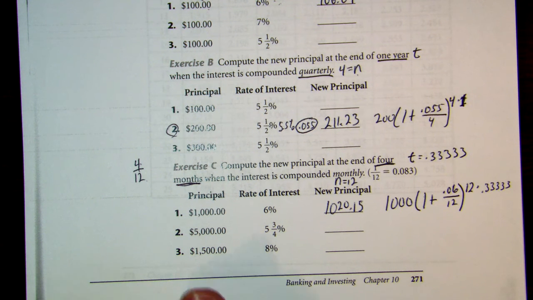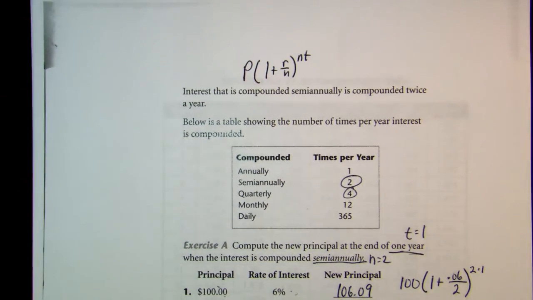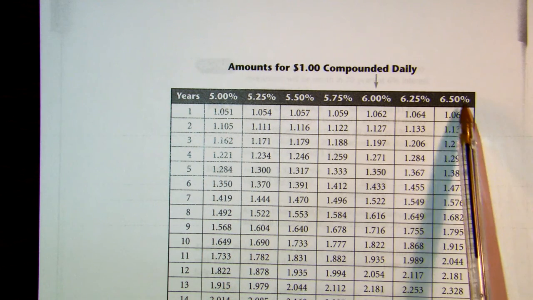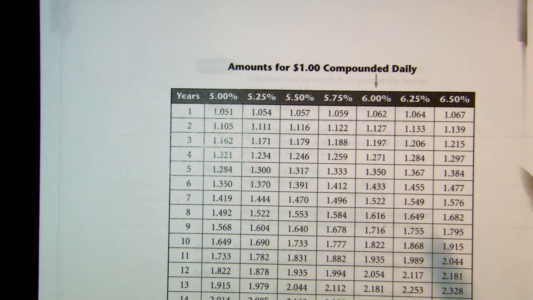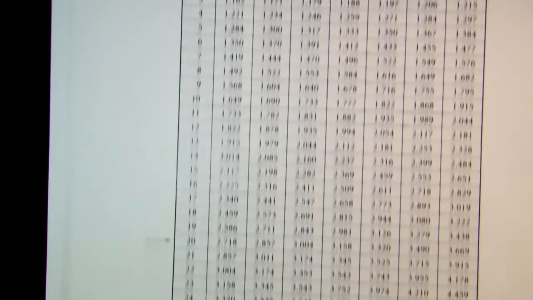All right. Okay, moving on. What happens if you get something that's compounded daily? Well, if it's your savings account, that's great, because you're going to be doing this to the 365th time. But lucky for us, they actually gave us a nice chart between 5% and 6.5% of compounded daily interest over a number of certain years, up to 25 years.